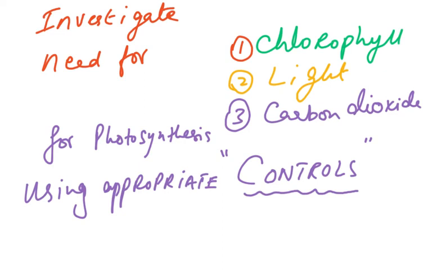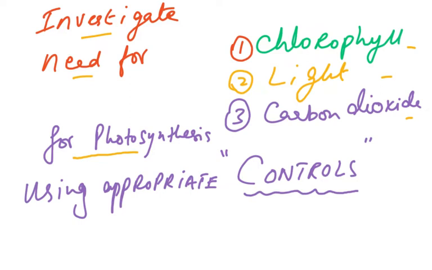Now we come to the next syllabus point. It says investigate the need for three things. Number one, chlorophyll. Number two, light. Number three, carbon dioxide for photosynthesis. So you have to give me three practicals to prove that chlorophyll is necessary for photosynthesis, light is necessary for photosynthesis, and carbon dioxide is necessary for photosynthesis.